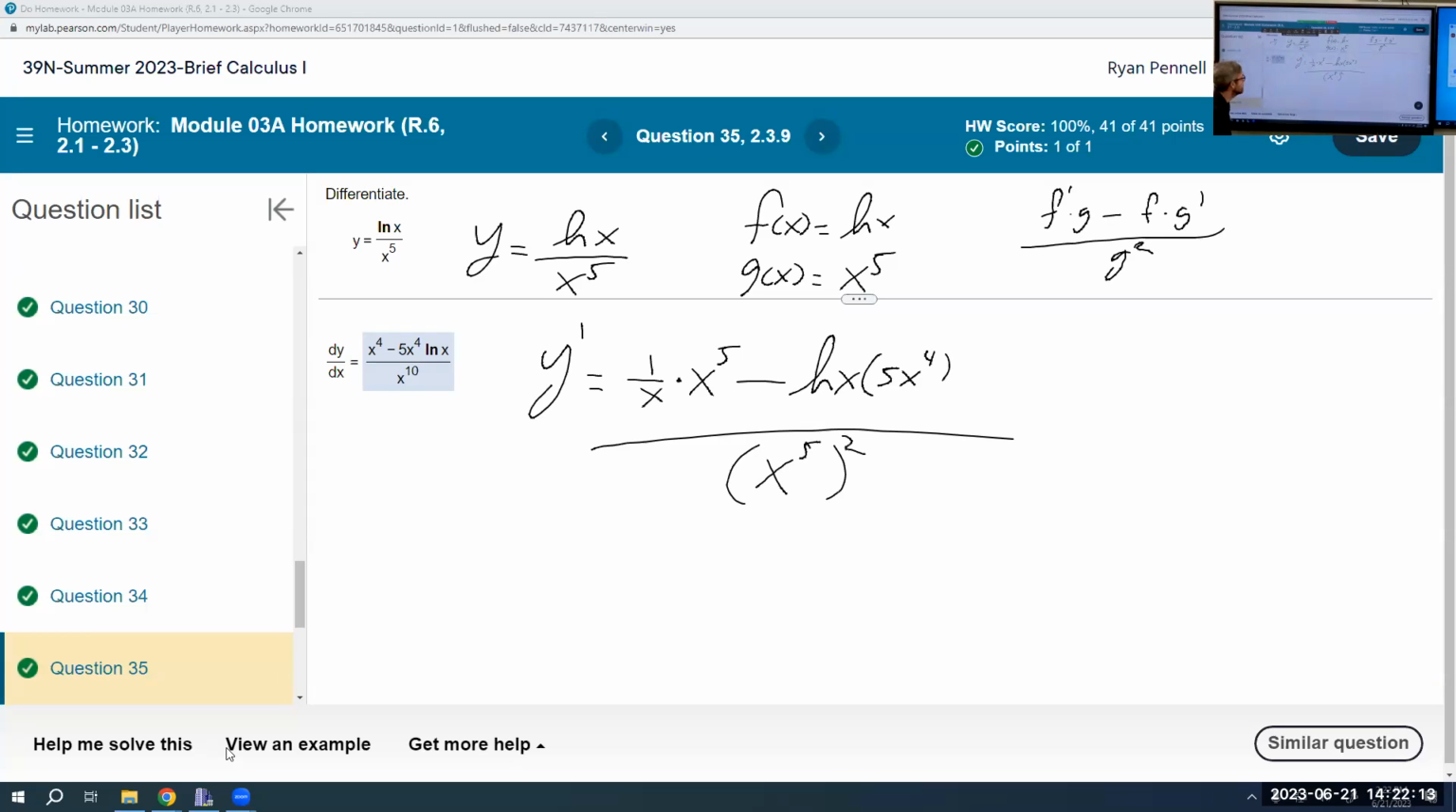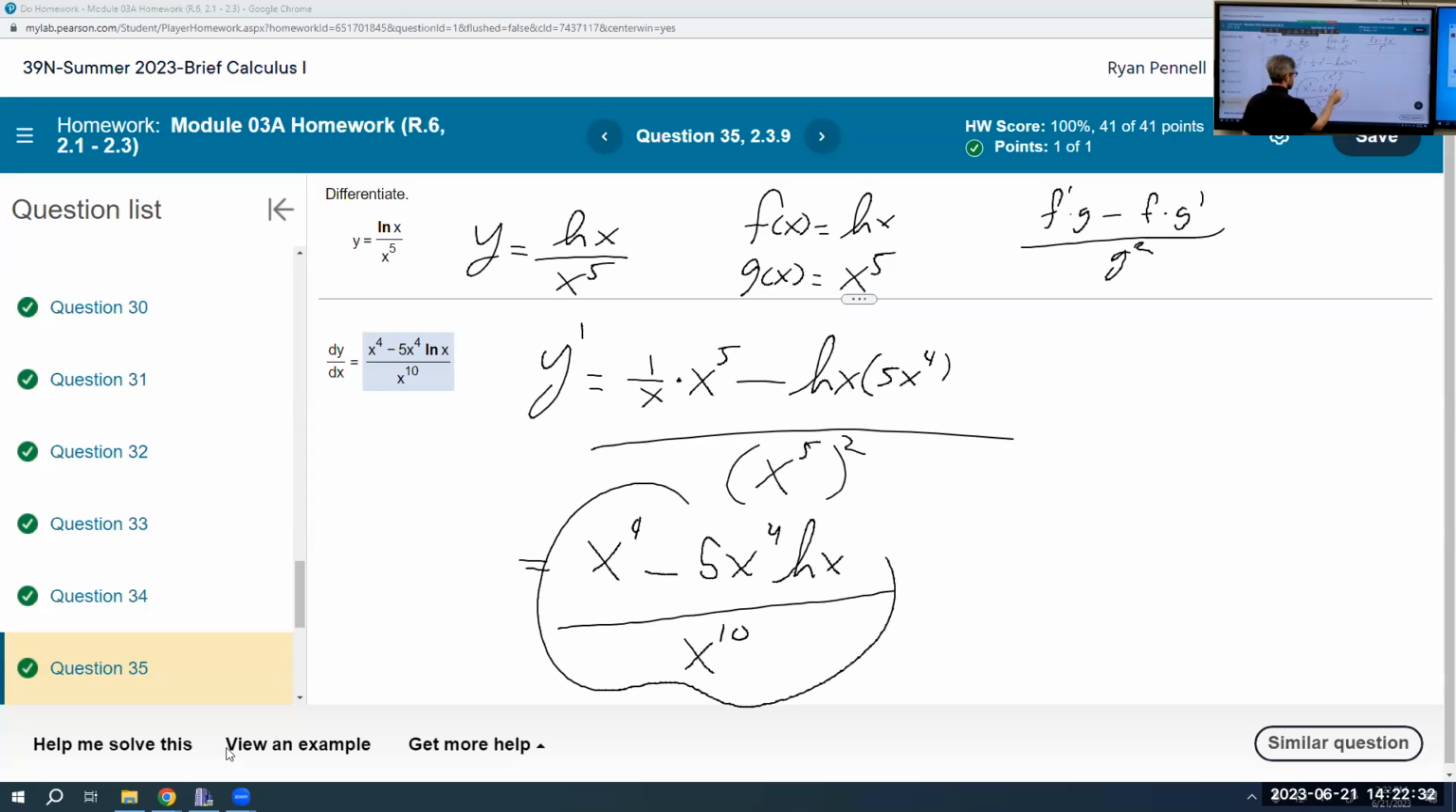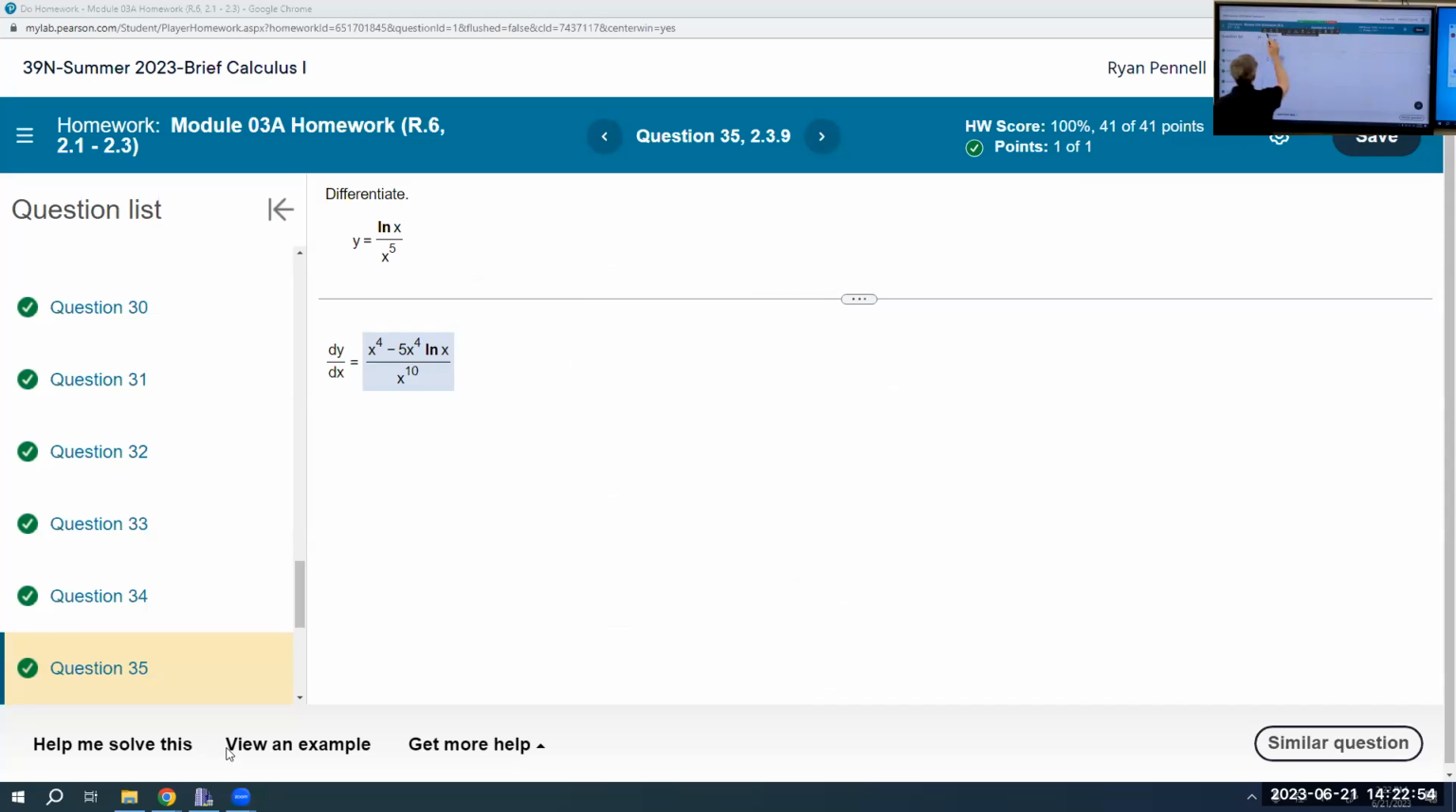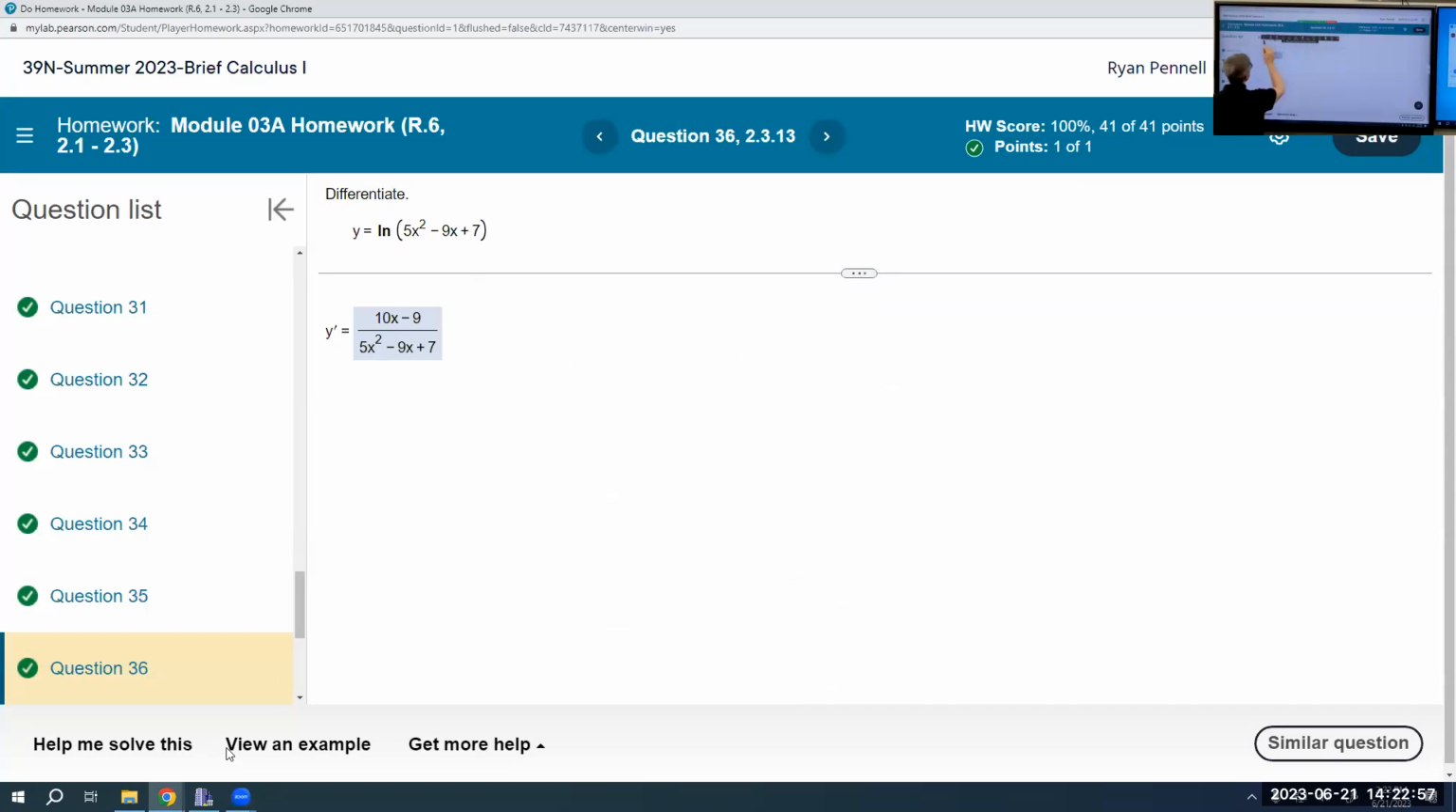Which is just 5 times 2, which is 10. That becomes x to the 4th minus, just write it like that. Quotient. It's 35. What about 36?